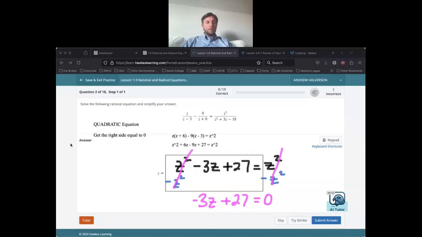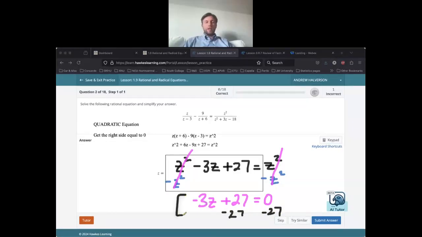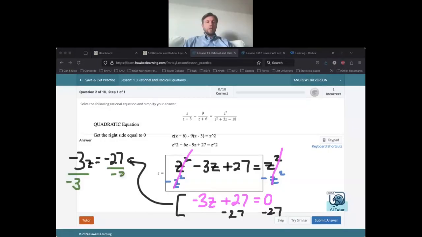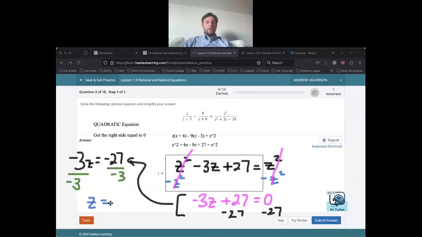Shifting gears. You bring the 27 over to the right side. I subtract 27 from both sides. So now let me come over here because I'm running out of space. So that leaves me what? Negative 3z equals negative 27, and then divide both sides by that negative 3, leaving me the final answer of z equals 9.